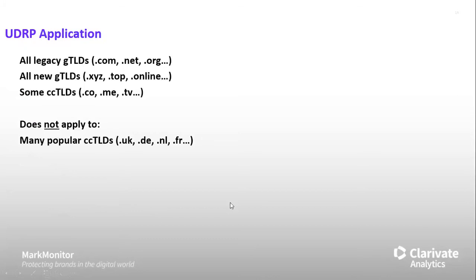But it does not apply to most of the popular country code top-level domains. For example, .uk, .de for Germany, .nl for the Netherlands, .fr for France, all do not participate in the UDRP, but they do have their own variations of domain name dispute policies.